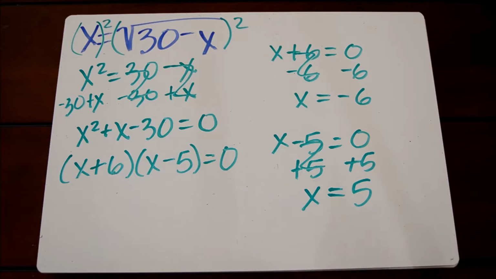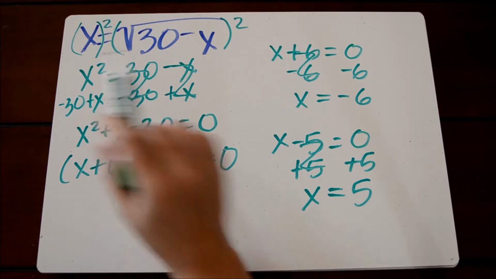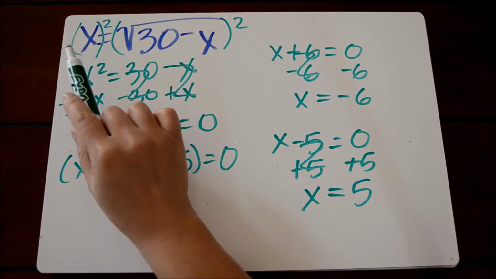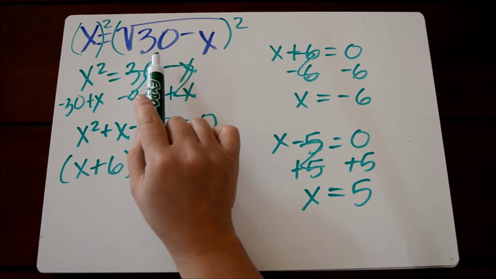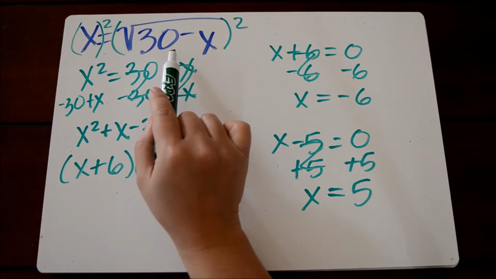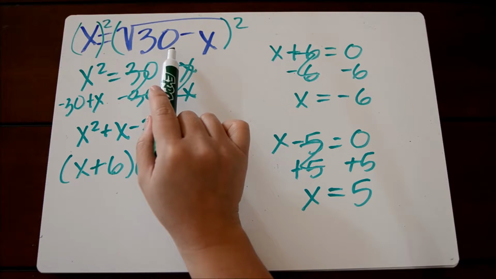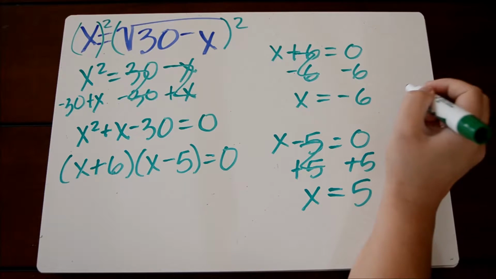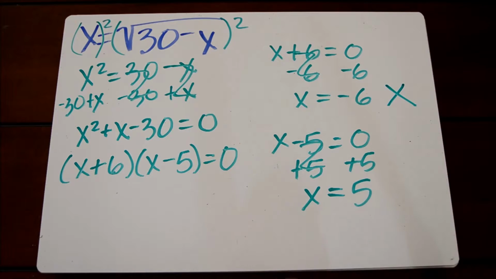So first, substituting in negative 6, we'll get negative 6 on the left equals the square root of 30 minus a negative 6, which is positive 36. And the square root of 36 is actually positive 6. So negative 6 does not work.